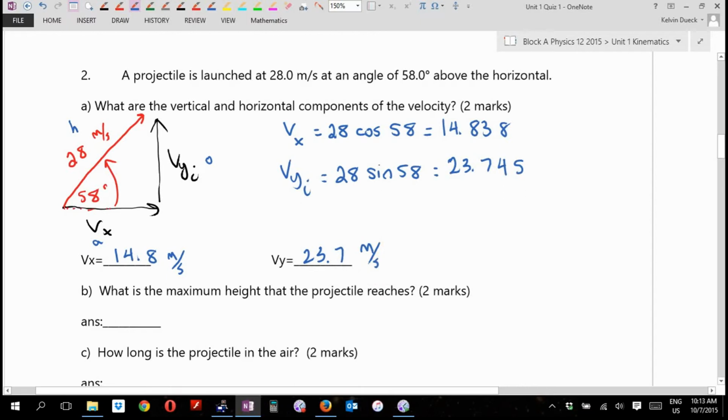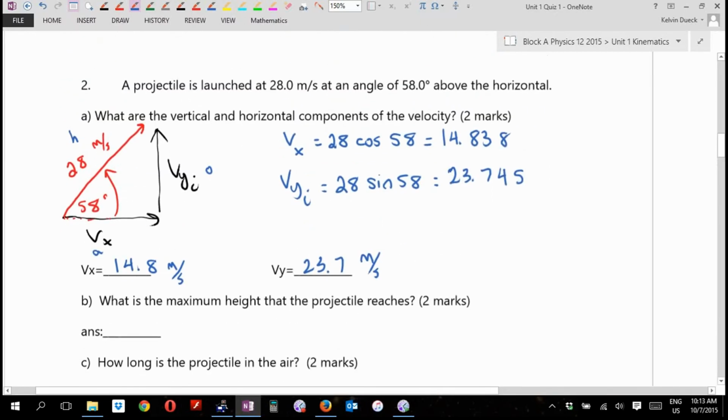2 marks. I'm asking you to find 2 things. Any suggestions on how I might mark this one? 1 mark for each one? No? I'm trying to introduce you to how I mark stuff. This time, I don't think I give you any part marks, but I would take a half mark off for the units. Okay?